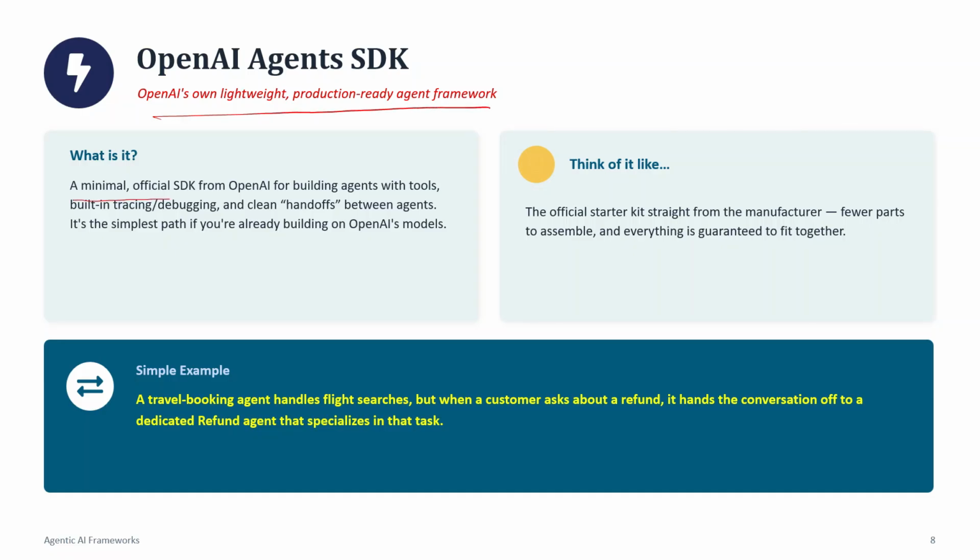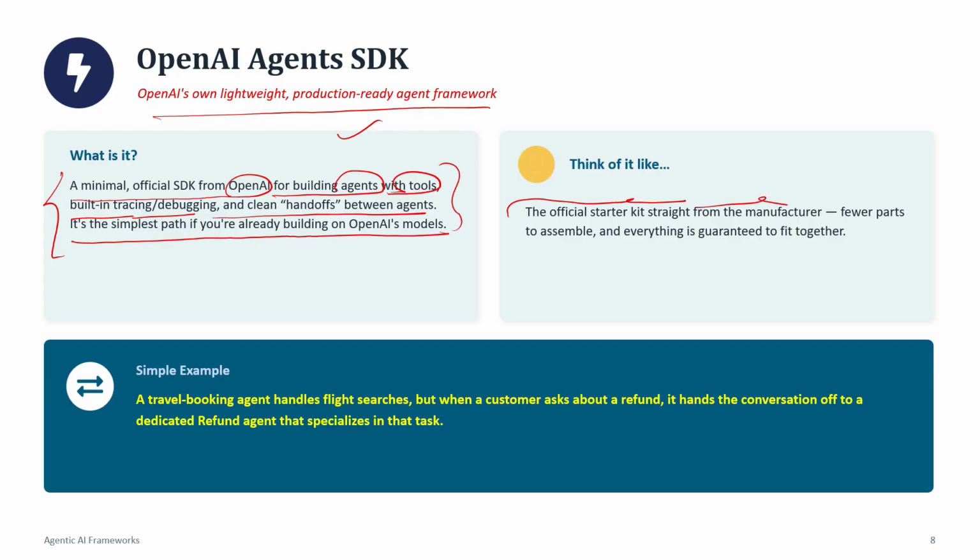So this is a minimal official SDK from OpenAI for building agents with tools, built-in tracing, debugging, and clean handoff between agents. It is a simple path if you are already building on OpenAI models, so you can try starting with the OpenAI Agents SDK as well. Okay, so it is the official starter kit straight from the manufacturer, fewer parts to assemble, and everything is guaranteed to fit together.